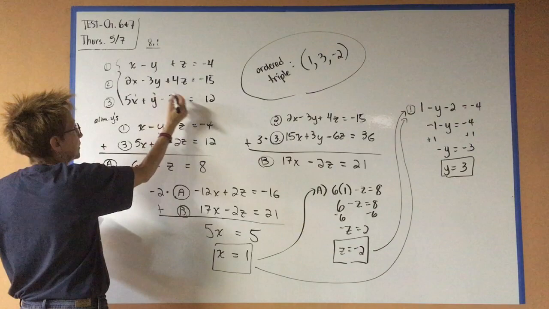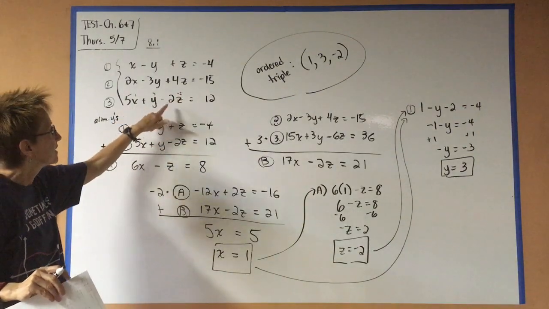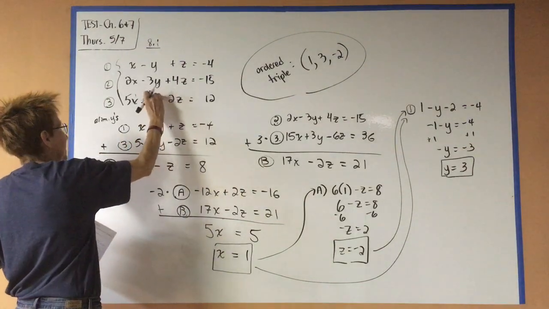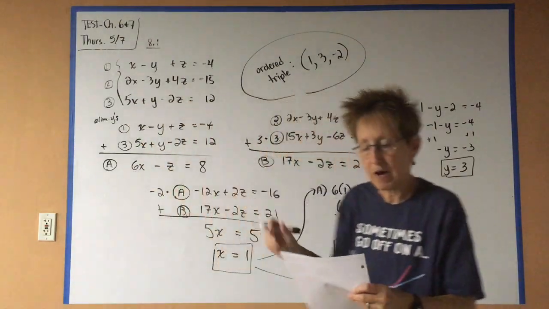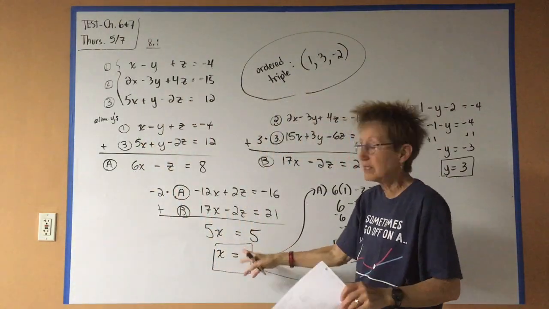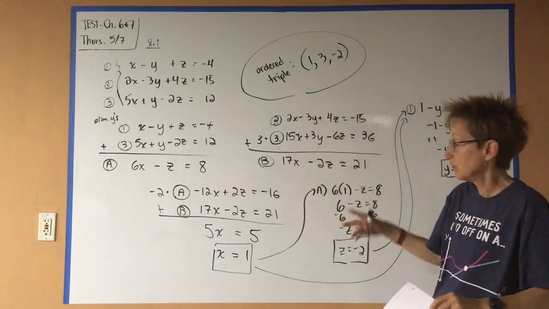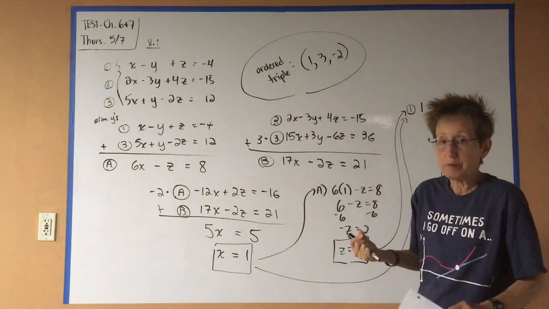1, 3, negative 2. This gives me 5 plus 3, which is 8, plus 4, which is 12. So now I know I've got it. And I feel good about what went on. So if you get a solution for x, then that means that you have to go and get your y and your z or whoever you got the solution for, and it's going to be an ordered triple.